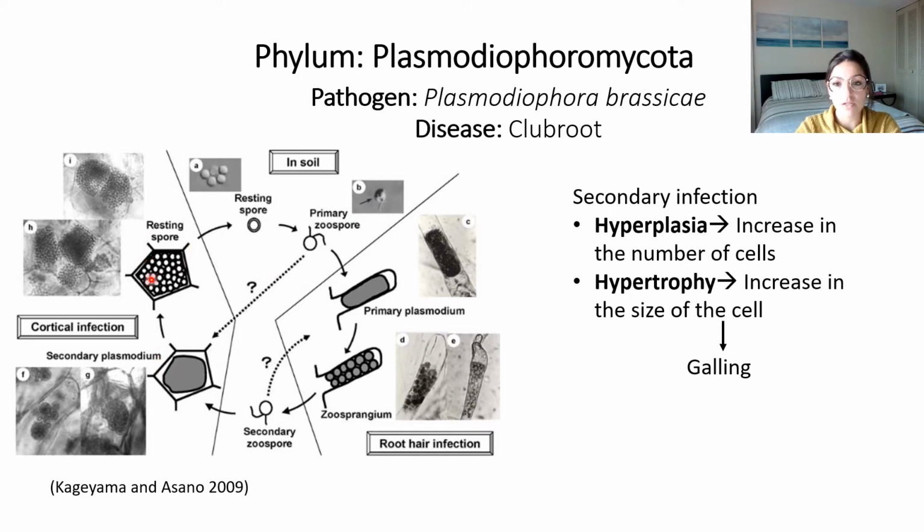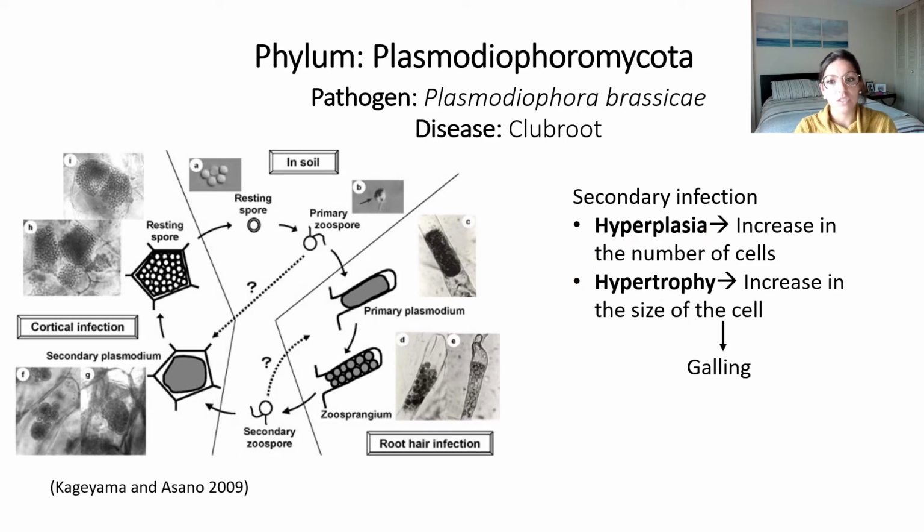The root galls are produced due to two main phenomena. The first one is hyperplasia, which is the increase in the number of cells. So the pathogen induces root cell reproduction and multiplication, and we also have hypertrophy.